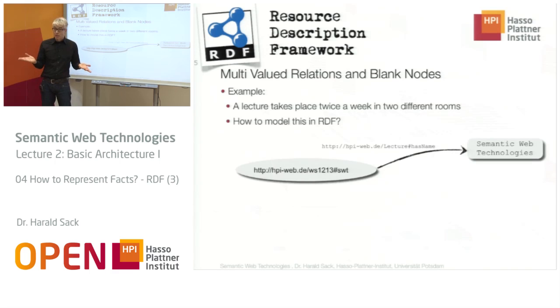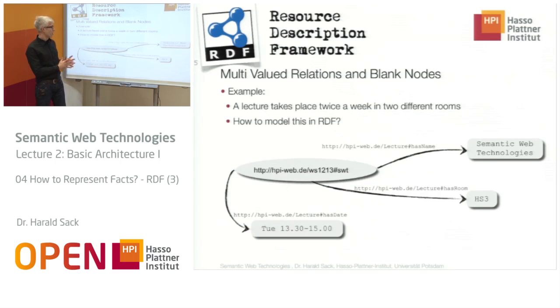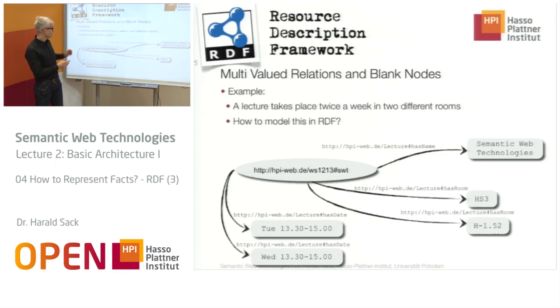First, a question. How should I represent a lecture, for example, that takes place twice in a week and in 2 different rooms? On the one hand, I have a lecture that has a name. Let's take the lecture that takes place in lecture hall number 3, and it starts on Tuesday at 1:30. On the other hand, there is a second date for the lecture, for example Wednesday, also at 1:30, and then it takes place in another lecture hall.